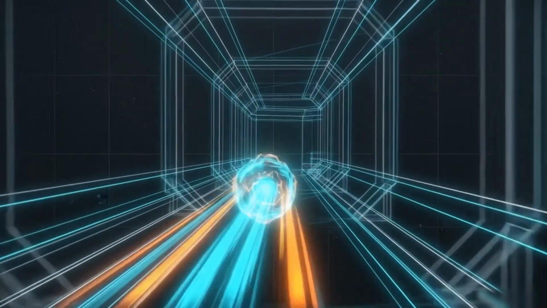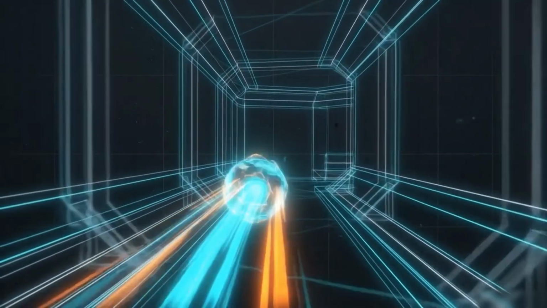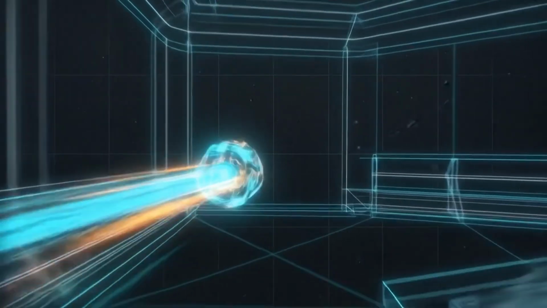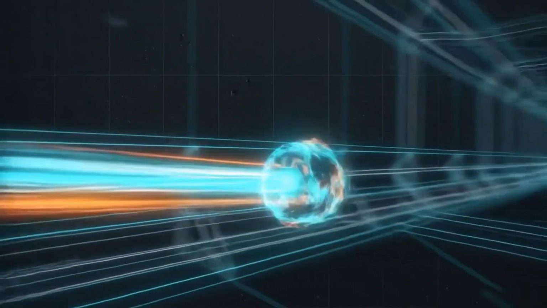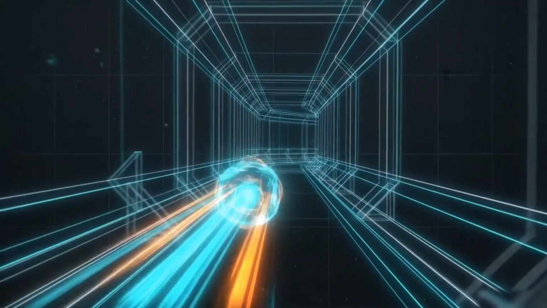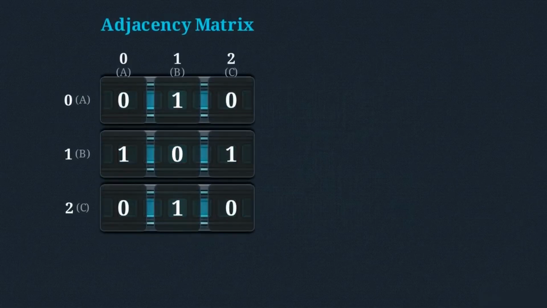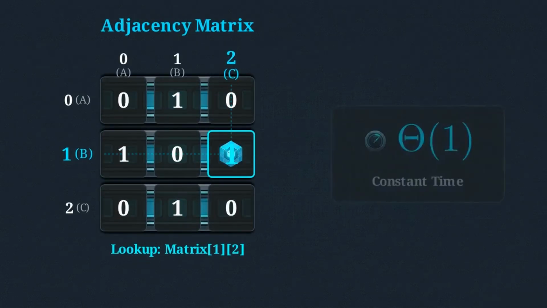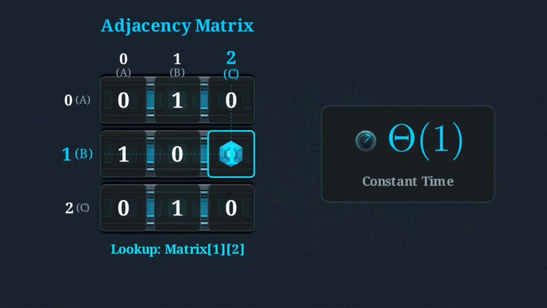The primary advantage of this rigid grid is raw speed. It allows the algorithmic system to perform an instantaneous edge lookup across the network. To check if two nodes are connected, the algorithm simply accesses a single coordinate index. This yields a constant time complexity of theta of 1.